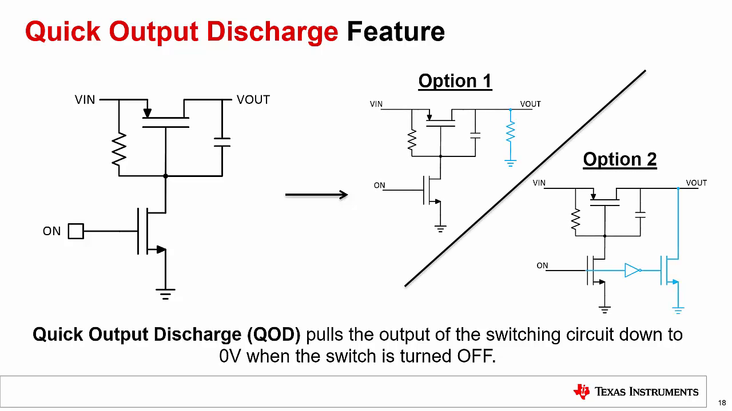Option 1 is to add a bleed resistance on the output, which will discharge the load when the solution is turned off. However, this will also provide a leakage path through the resistance when a solution is turned on as well. Option 2 uses an inverter and transistor, and this solution will only discharge the output through the transistor when the switch is turned off.